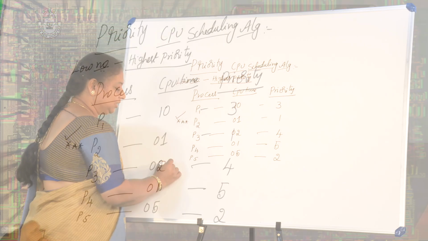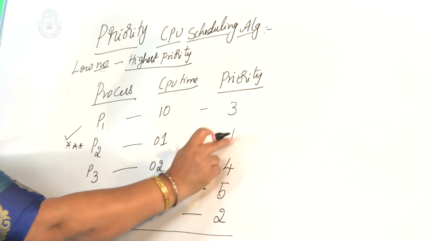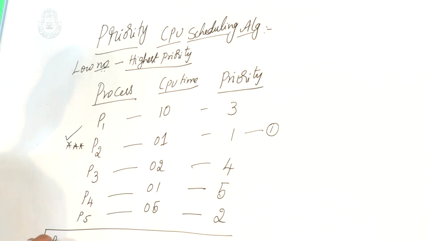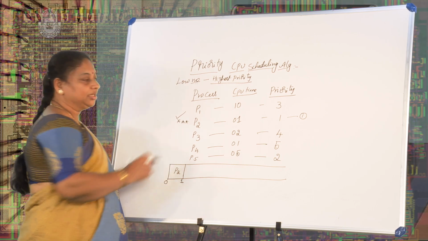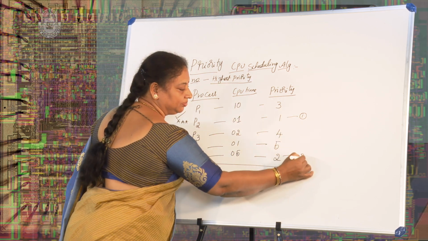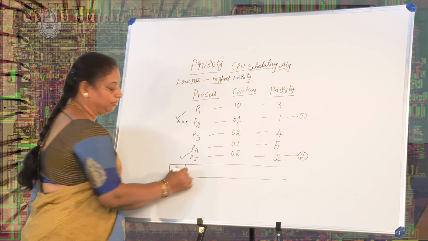So when we represent it using a Gantt chart, which process are we serving first? The one which has priority 1. This will be served first. So P2 for how many units? Time unit 1. Now among the rest, which is the lowest one? Next we have to serve P5.